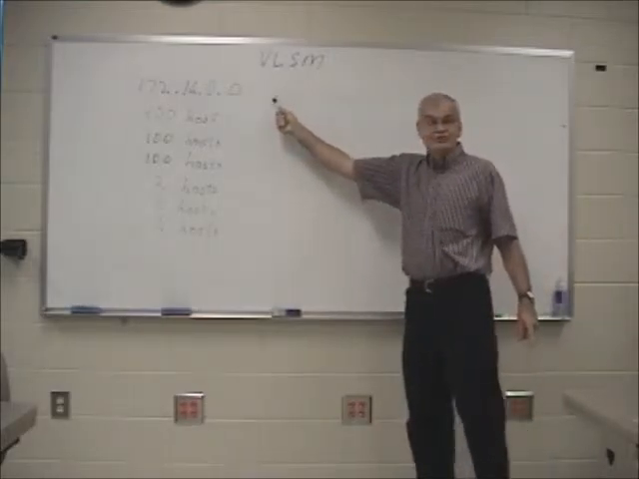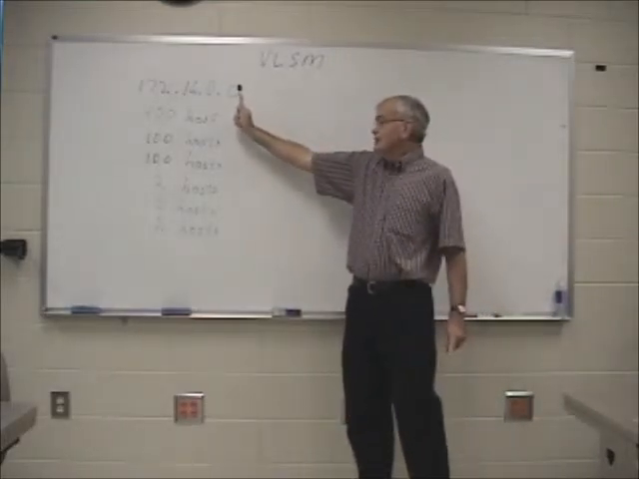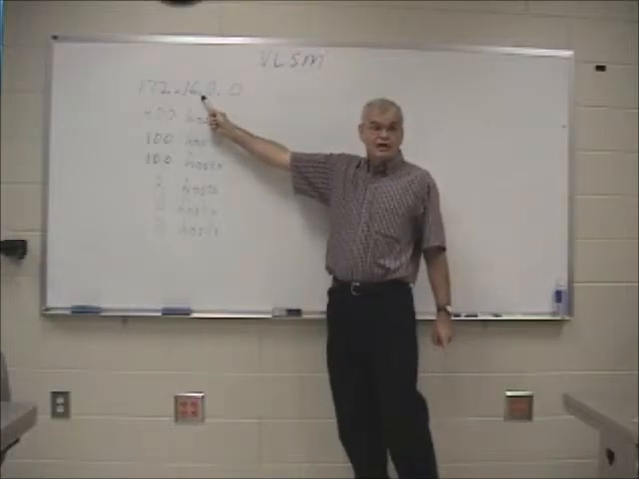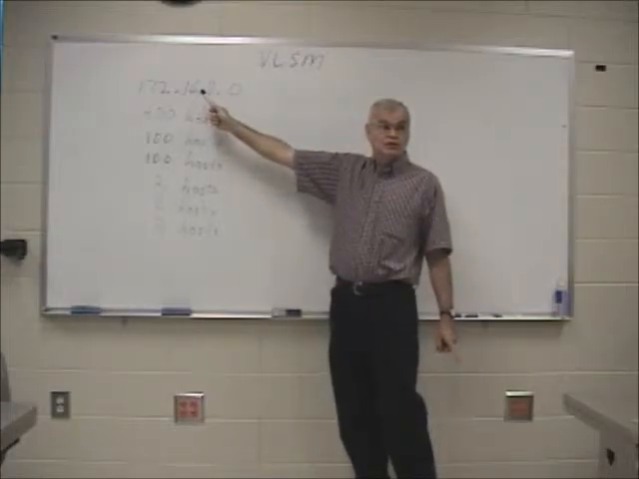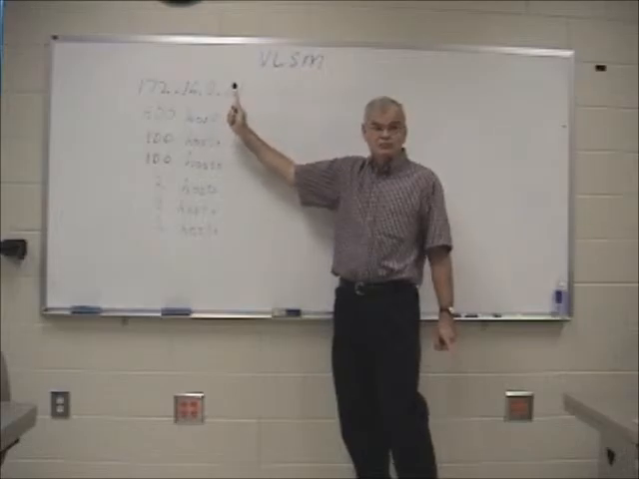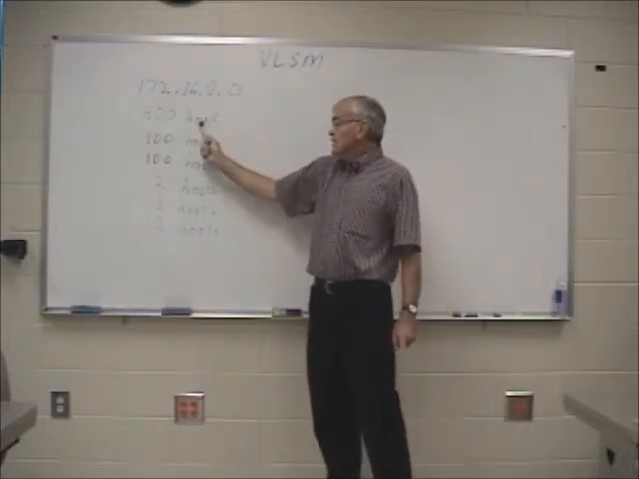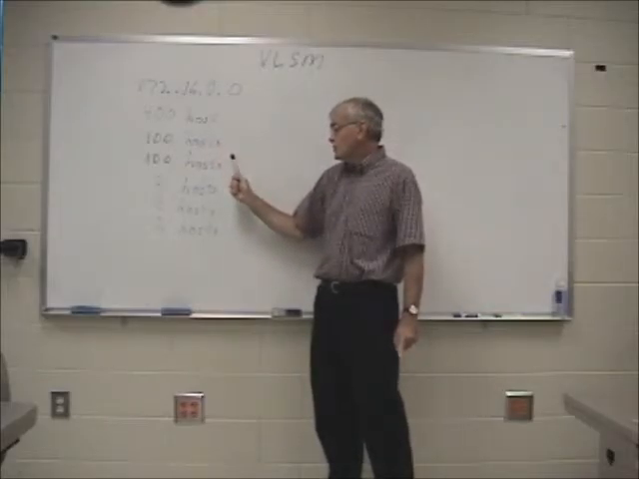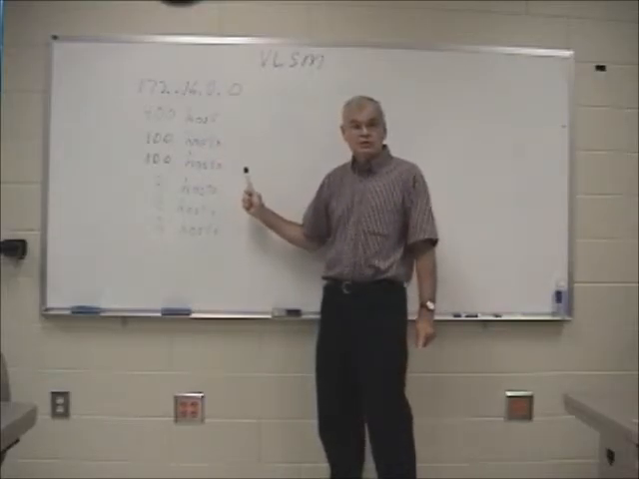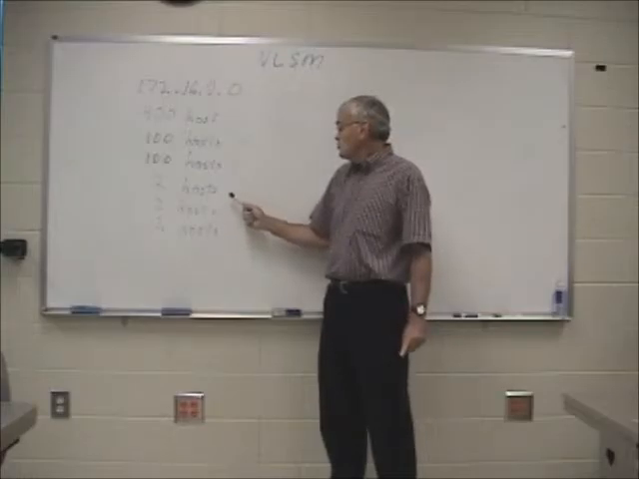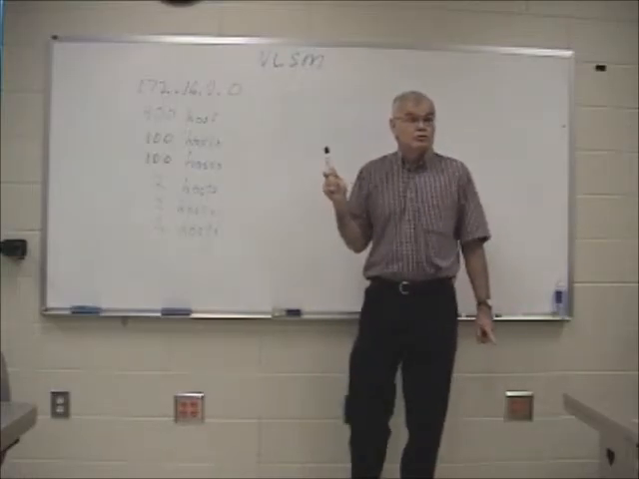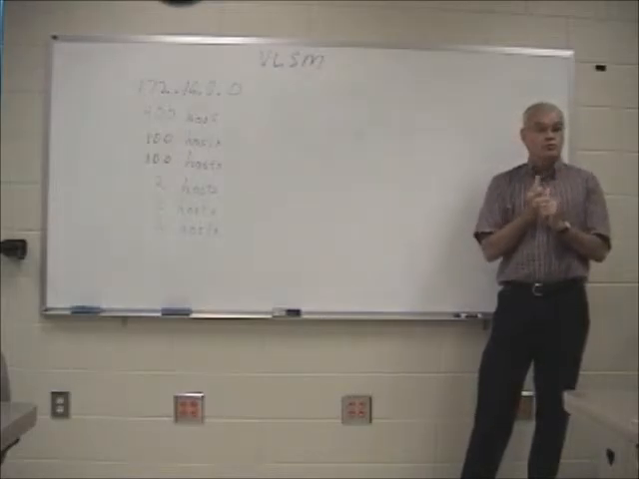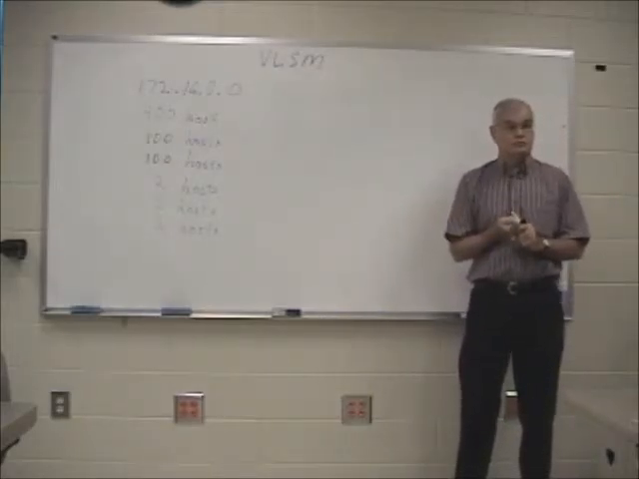All right, so let's take an address here that we've been given, a Class B address, 172.16.0.0. We want to have 400 hosts on one subnet, 100 hosts on another subnet, 100 hosts on another subnet, and 2 hosts on 3 different subnets. Those 2 host subnets are significant. They probably are router-to-router connections.